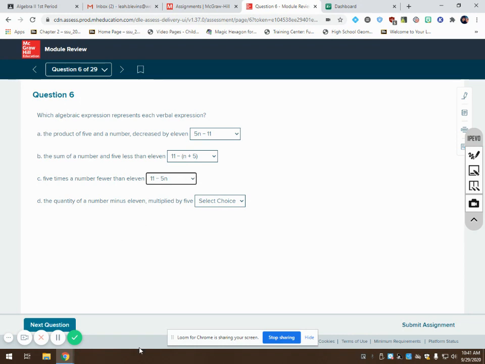It's right. The quantity of a number minus 11 multiplied by 5. So the quantity tells me I've got parentheses of some number minus 11. Well, the only one that has the parentheses is this one with n and 11 in it. This one has n and 5. But then the fact that it's being multiplied by 5 just makes me even more certain that that is the correct answer.